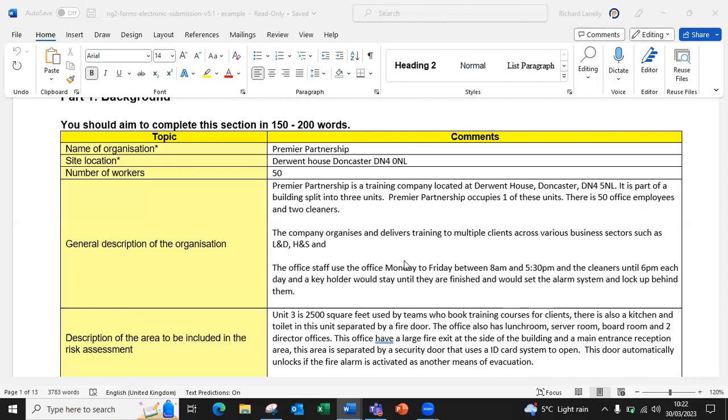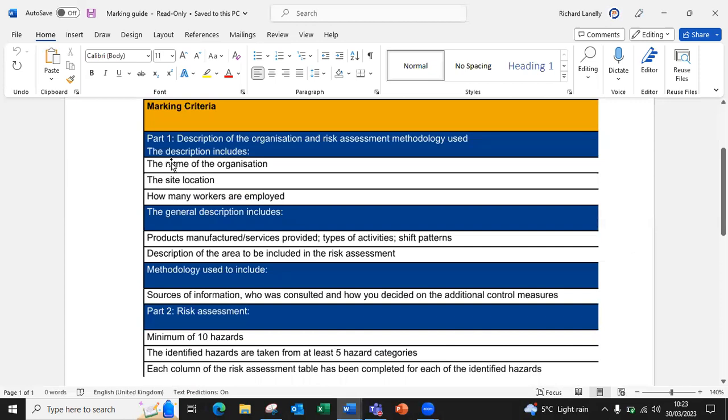The key thing that you need to look at as well is making sure that you include everyone's shift patterns, because that's one of the key areas here. So we've got name of the organization, site location, how many workers are employed, tick, tick, tick, we're happy with that. Products, manufacturers, services provided, types of activities, and shift patterns, tick.